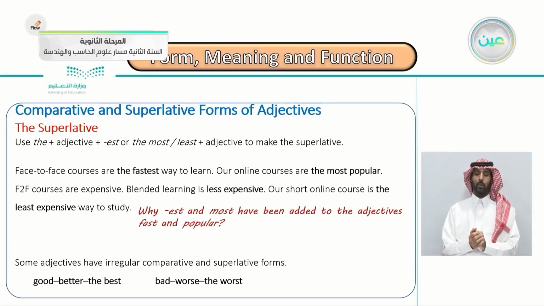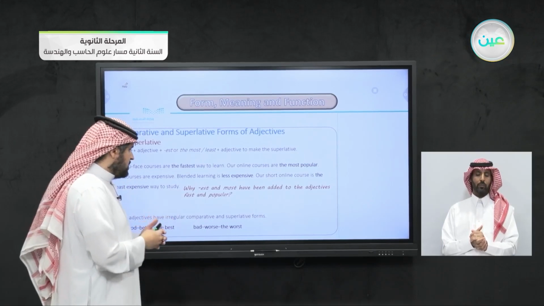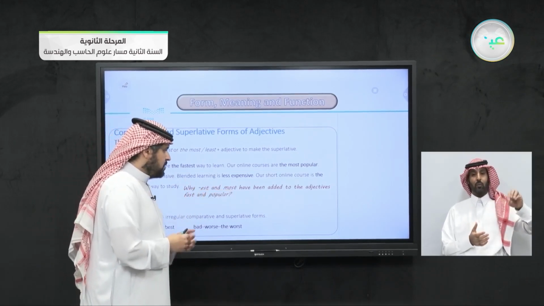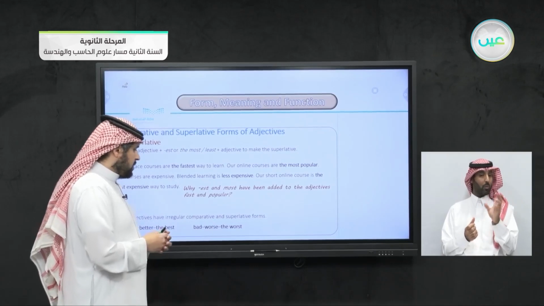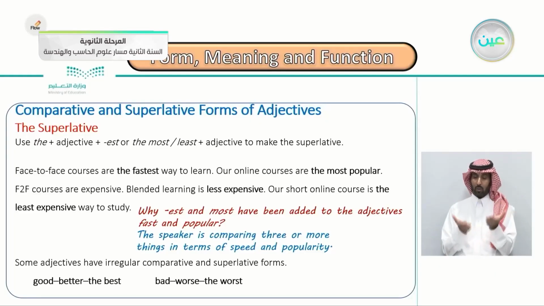Why have est and most been added to the adjectives fast and popular? Same question, but with the superlative. Why est? When you say est, like we say the fastest, the smallest, the biggest, est at the end of the adjective. And most has been added to the adjectives fast and popular. We said the most popular. The answer is the speaker is comparing three or more things in terms of speed and popularity, because we're comparing three or more things.